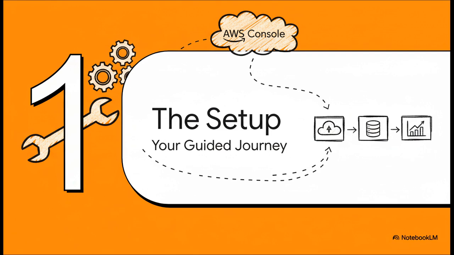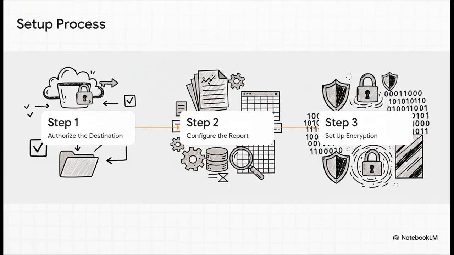Okay, so how do we actually set this thing up? We're going to walk through the entire process step by step, just like you would as an admin sitting in the AWS console. We'll break it down into three main parts. First things first, we've got to tell S3 where it's even allowed to drop off our reports. That's step one. Then for step two, we'll configure exactly what goes into that report, the fun part. And finally, step three, we'll make sure all that information is properly locked down and secured. Let's start with authorizing the destination.